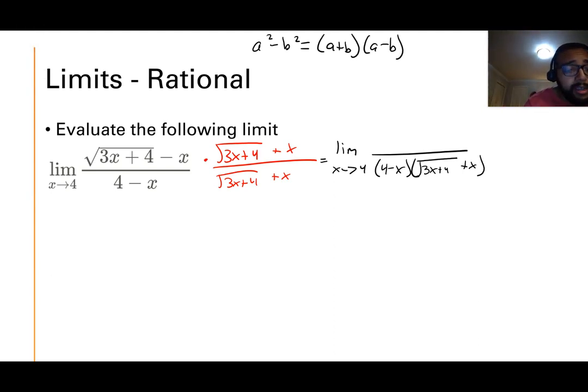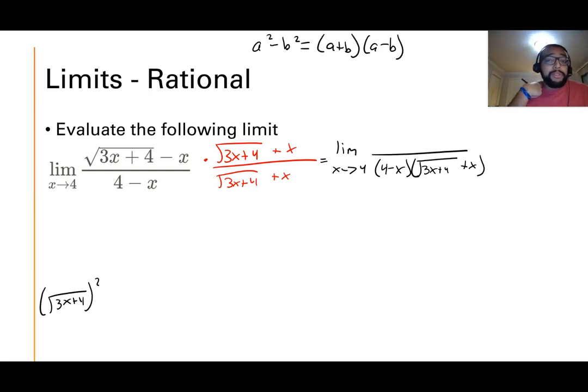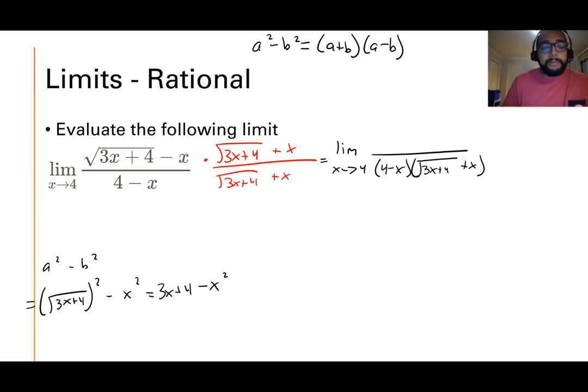Again, we know that this first one is our a value, and the second one, which is just x, is going to be our b value. So that is a squared minus b squared. Be careful not to take up too much space here. The square root of 3x plus 4 squared is just going to be 3x plus 4, and that's minus x squared.